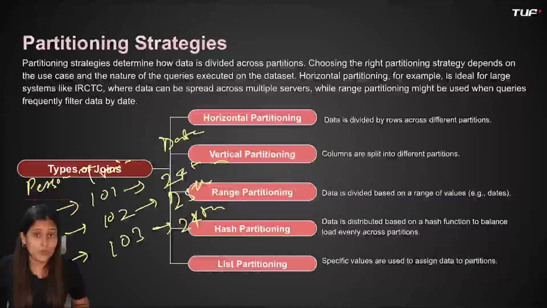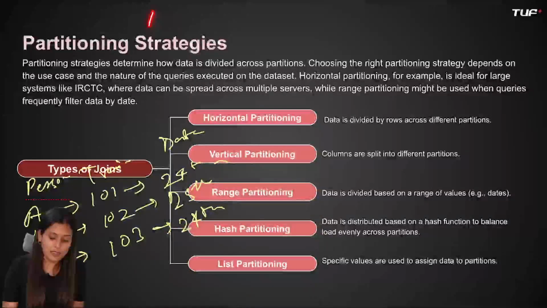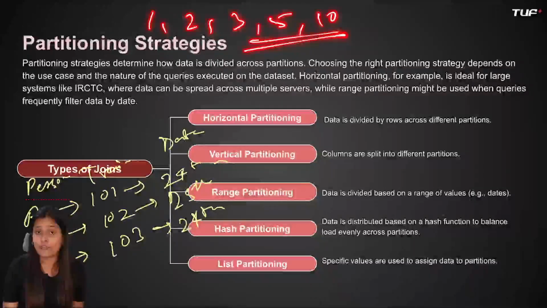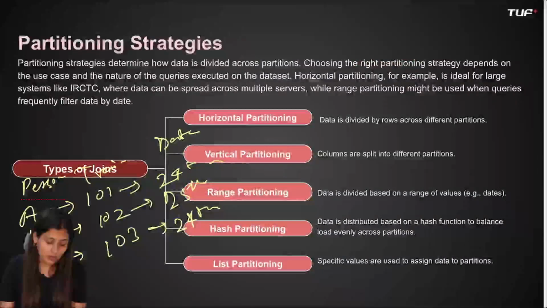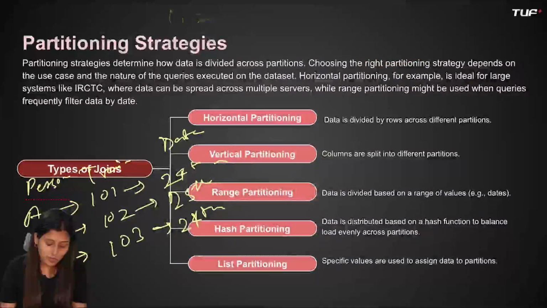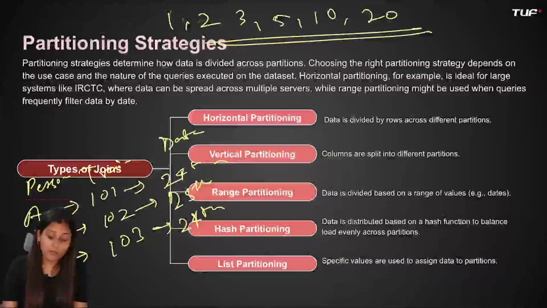So about hash, let's suppose we have numbers like 1, 2, 3, 5, 10 and so on, and we want to save them into groups. Then what we do is we will give some hash value, let's suppose 3. So what it will do? Say we have the values 1, 2, 3, 5, 10, 20, and we have to save them in different partitions, right?